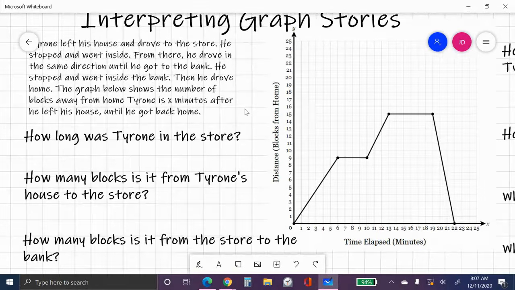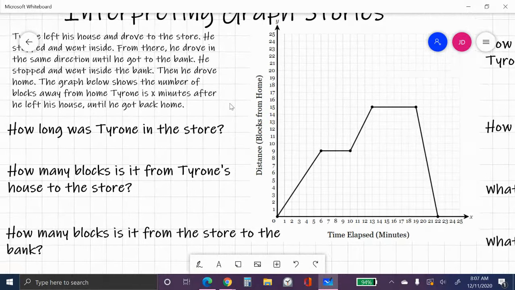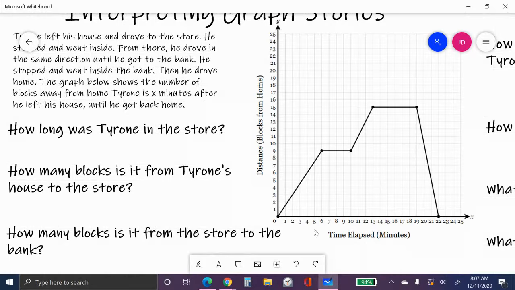All right, so let's take a look at this graph. From the word problem, notice your x values are the time. The y values are the distance from home Tyrone is. So he started from home, drove to the store, stayed in the store for a little bit, then drove to the bank, stayed in the bank a little bit, then drove all the way back home. You have to interpret a graph, again, like you read a book from left to right, and be able to understand what the scenario is doing from the word problem.